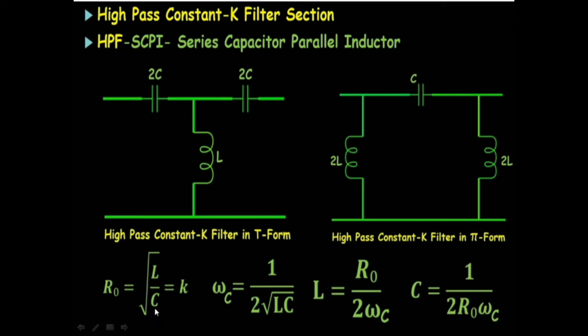Okay. So R0 equal to root of L by C, which is equal to K. Then cutoff frequency omega C equal to 1 by 2 into root LC. Then L equal to R0 divided by 2 omega C, and capacitor C equal to 1 by 2 R0 omega C. So these are the formulas for designing constant K filter in low pass type as well as the high pass type.